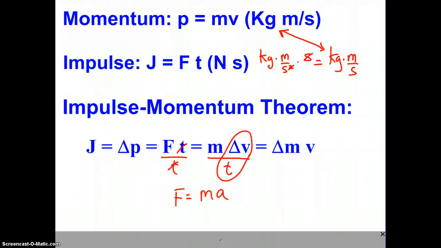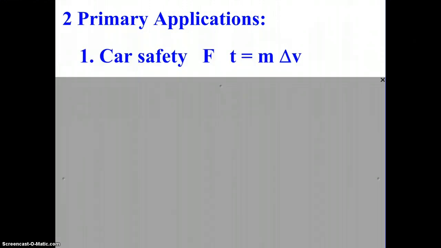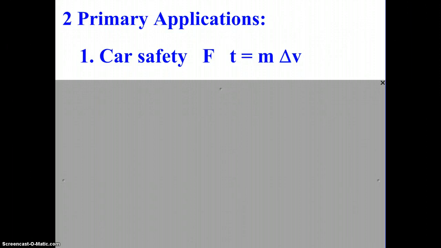Okay, next we're going to take a look at two of the primary applications of the impulse momentum theorem. And the first, and probably the most widely studied, is the car safety application. We're going to pause our lesson here and take a look at a video. I'll likely talk during that video and maybe even pause it along the way to talk about the purpose of car safety, and then come back and see how it relates to the impulse momentum theorem in the equation that we have here in this lesson. More to come in a second.